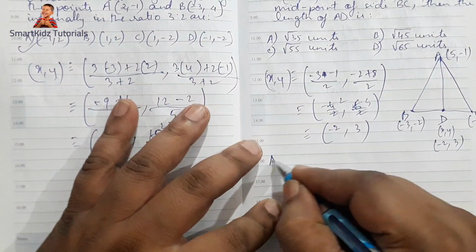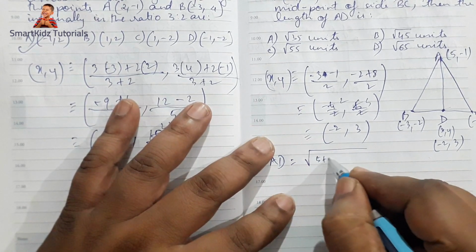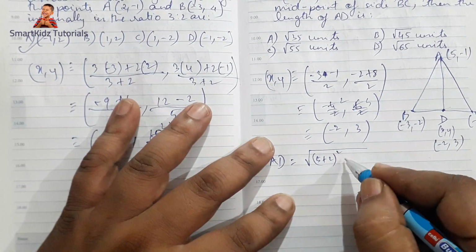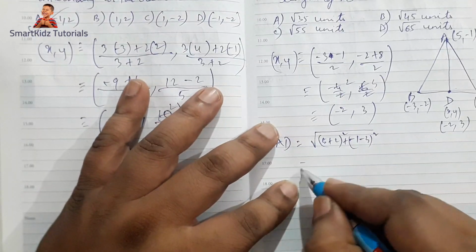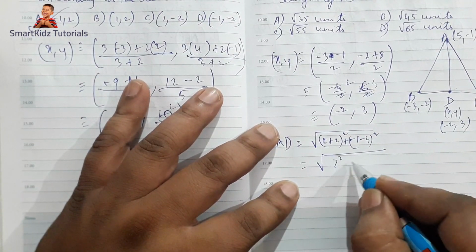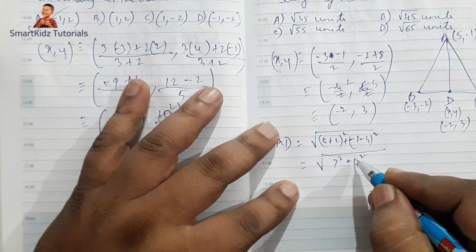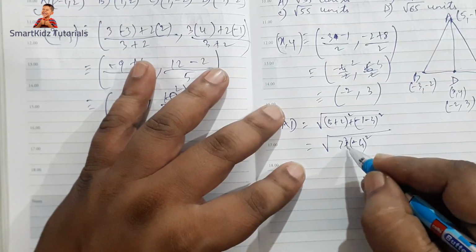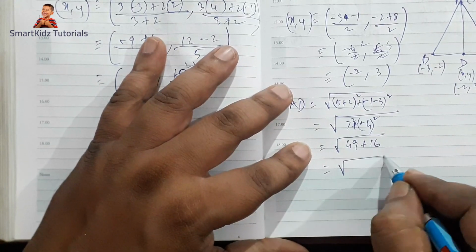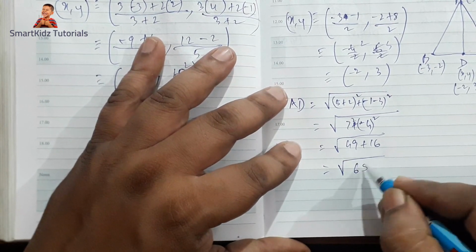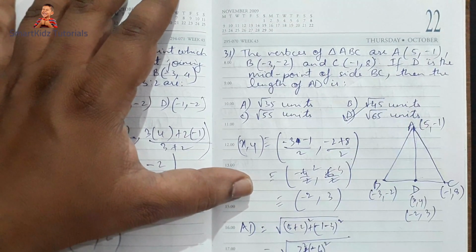Now that we have got it, we need to find AD. So we use the distance formula for AD, and we get (5 + 2) squared plus (-1 - 3) squared. 5 + 2 is 7, 7 squared, and -1 - 3 gives us -4, squared. So 7 squared is 49, and -4 squared is 16. That comes to 49 + 16 = 65. So root 65 units is the answer, which means D is the correct option.